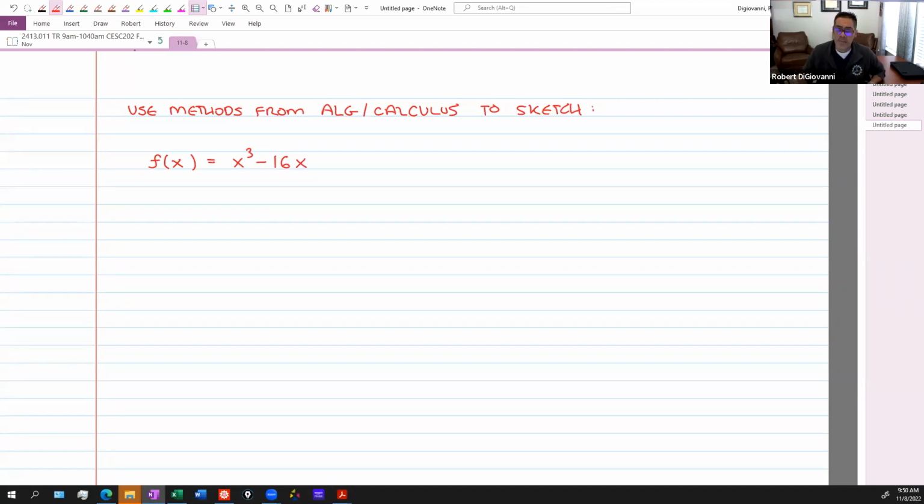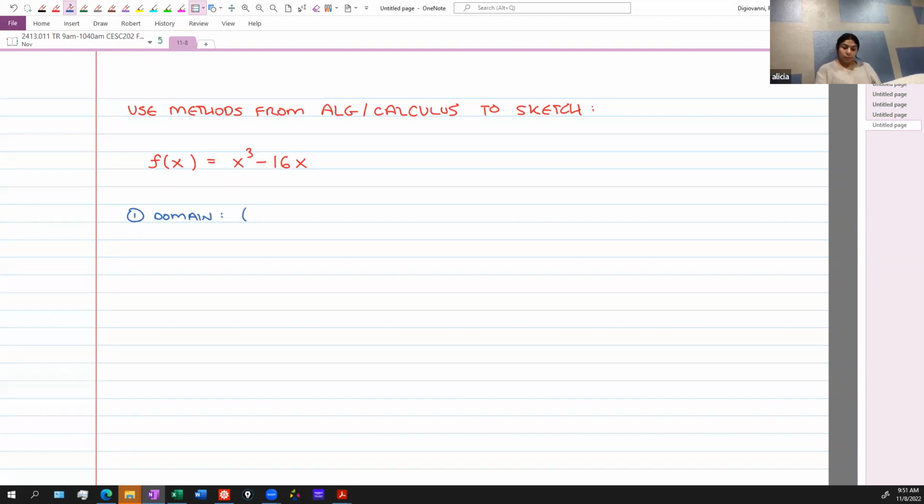I'm keeping it simple, all right, because I don't want us to get bogged down with the derivatives and setting them equal to 0. I just want you to see the whole thing come together into one piece, all right? All right, first step. What's the domain of this function? All real numbers. All real numbers. Good.